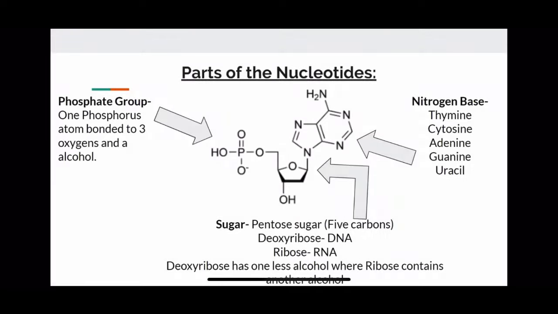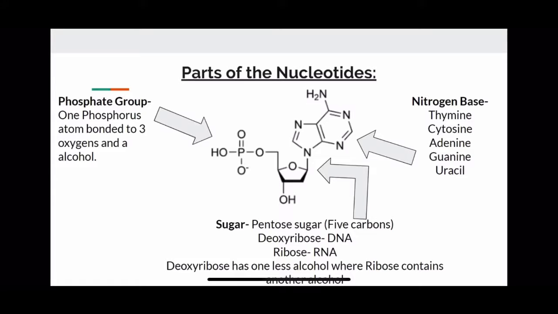There are 3 main parts to nucleotides. There's the phosphate group, which is a phosphorus atom bound to 3 oxygens and an alcohol. The second group is sugars, which is a pentose sugar in all nucleotides, which is 5 carbons. Deoxyribose sugar is for DNA, where ribose sugar is for RNA.